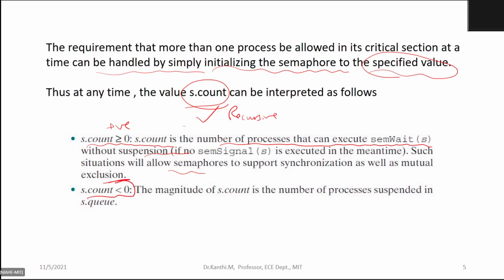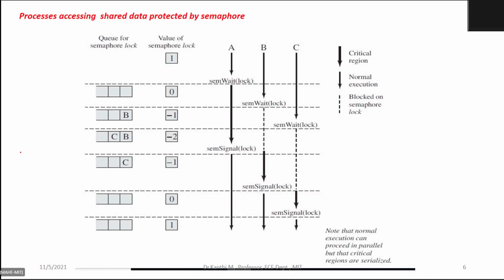If this count is less than zero, then its magnitude is the number of processes suspended in the semaphore queue. If it becomes -1, -2, that means that many processes are in the suspended queue. So this is a simple scenario. We have three processes A, B, C, and how they can make use of this mutex through the semaphore S.